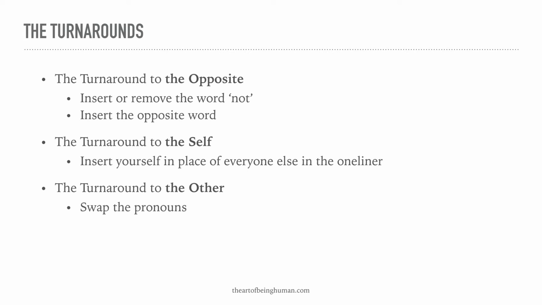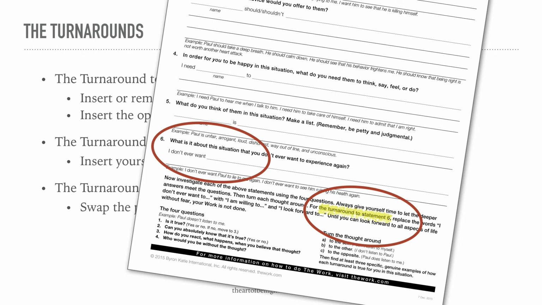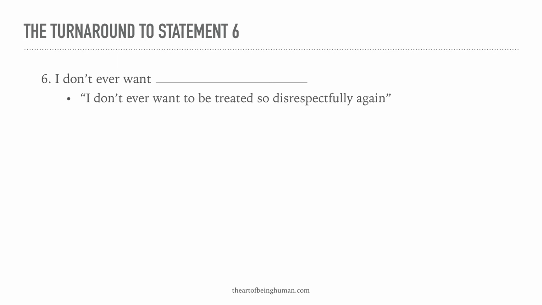You can find these turnarounds listed at the bottom of the Judge Your Neighbor worksheet, where you can find the 4 questions as well. And here, you can also find one extra detail regarding the turnaround for Statement 6 on the worksheet. We turn around Statement 6 in a slightly different way than the others. Statement 6 is the one that begins with, "I don't ever want." Examples could be, "I don't ever want to be treated so disrespectfully again," or "I don't ever want to be let down by my mother again."